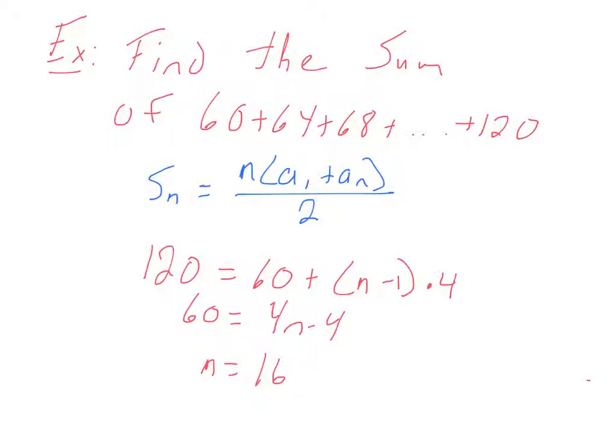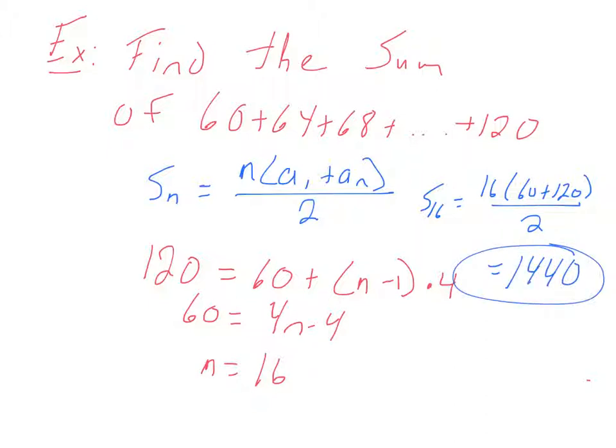And so for our particular sequence, s sub 16 will be equal to 16 times 60 plus 120 over 2, right? And that will end up giving us 16 times 180 divided by 2, which is 1440. So the sum of those terms is 1,440. Okay.